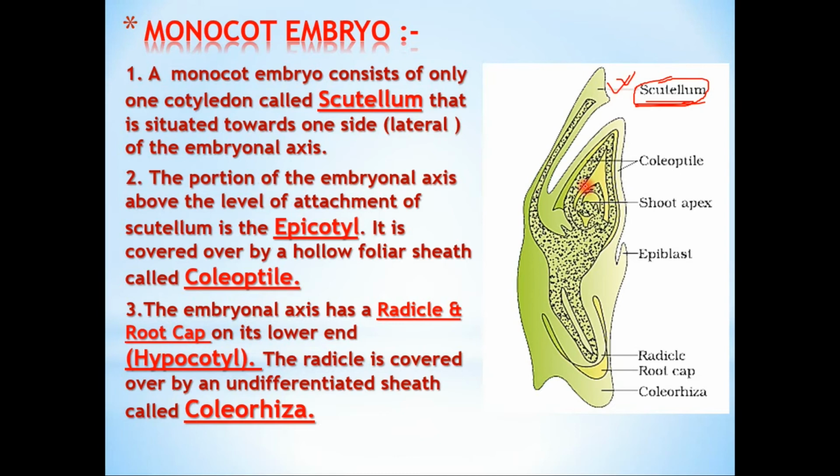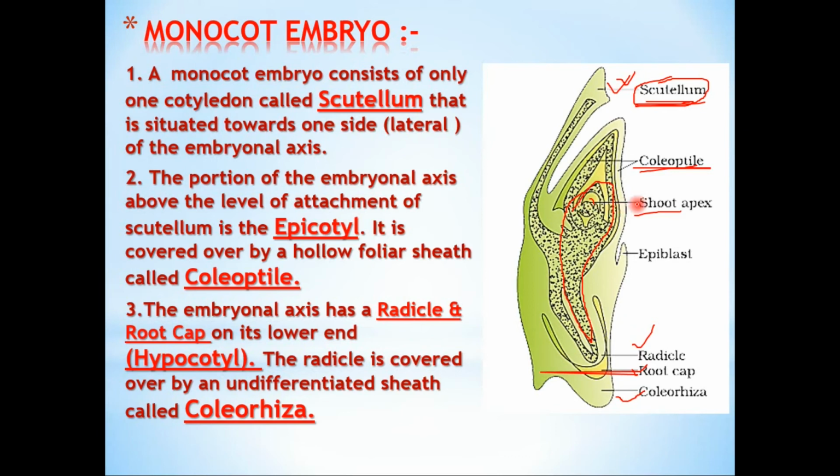And in a monocot, you will find that this is the shoot apex. This area is called the embryonal axis. So this is the shoot apex, and the shoot apex is covered by a leaf-like structure. This is called coleoptile. And the lower part of the embryo is called the radicle, and radicle is protected by a root cap, and this root cap is also surrounded by a leaf-like structure called coleorhiza. So these are the two additional structures. This is the embryonal axis in a monocot seed.